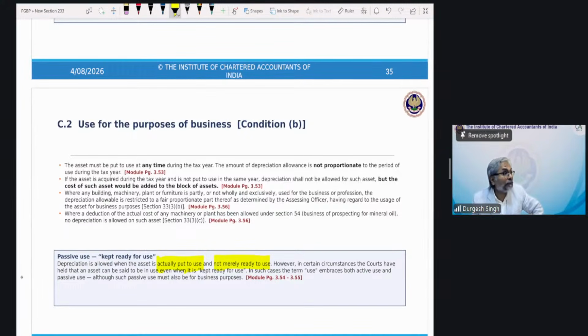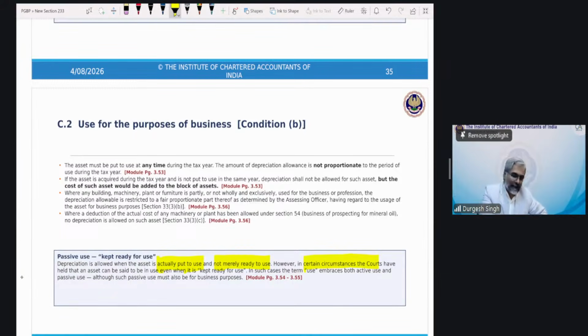We use the words in income tax law: depreciation is allowed if the asset is used for the purpose of business and profession. Now, what if it is not actually in use, but it is ready for use? Will you be eligible to claim depreciation? Generally, you will say no, unless the facts in that particular case say that ready for use is equal to use.